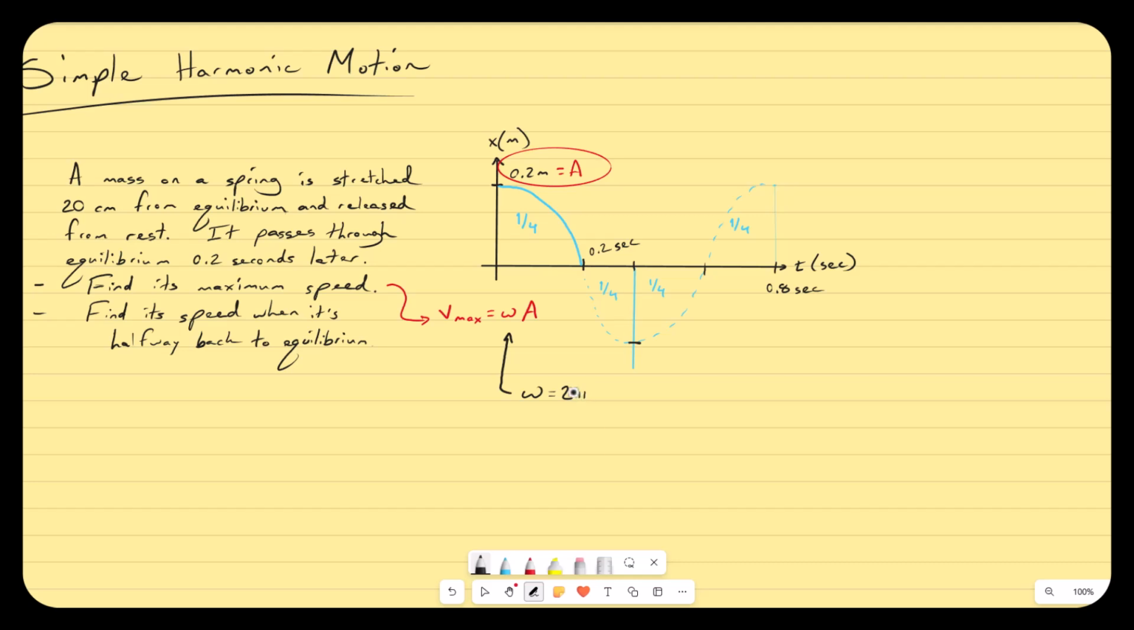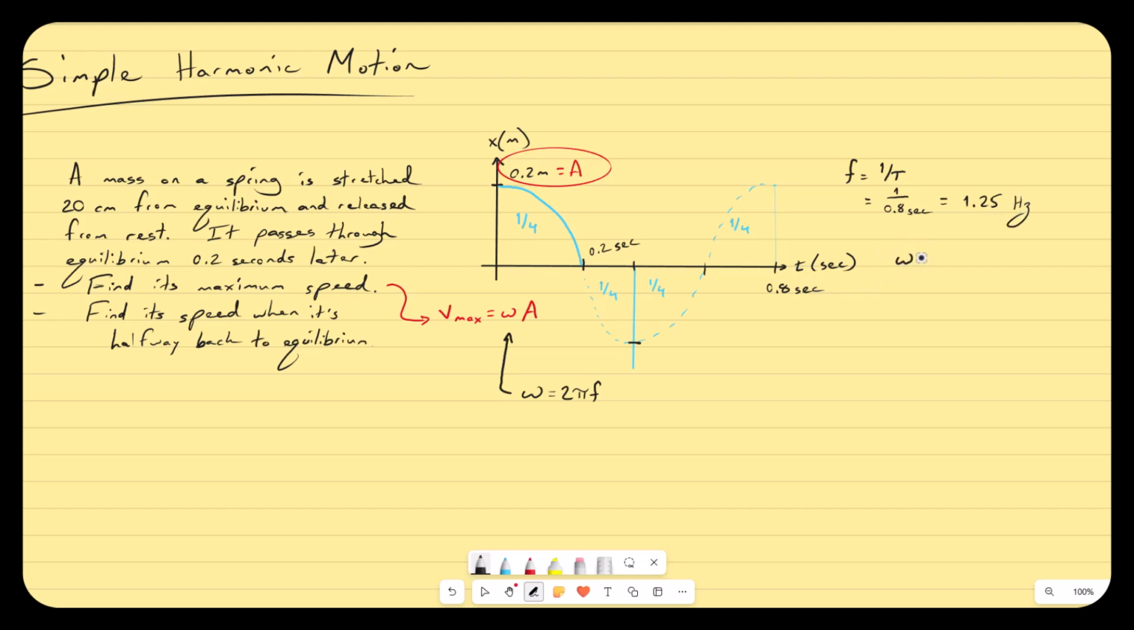Omega is equal to 2 pi times the frequency. Well, that can be good. The frequency is 1 over the period, and the period is 0.8 seconds. So it equals 1 over 0.8 seconds. Now 0.8 is 4/5, so 1 over 4/5 is 5/4. So that's going to be 1.25 hertz.